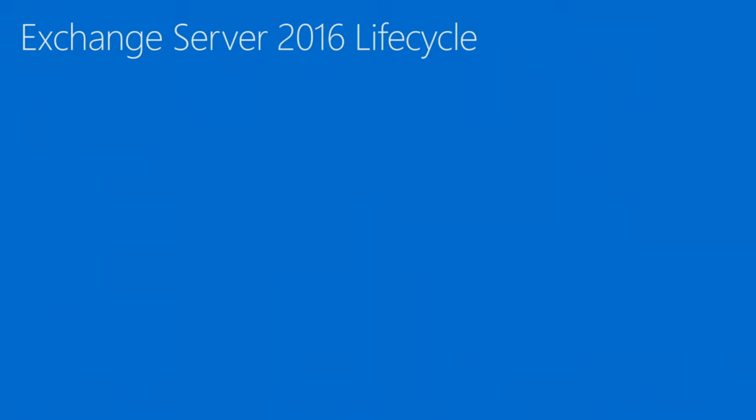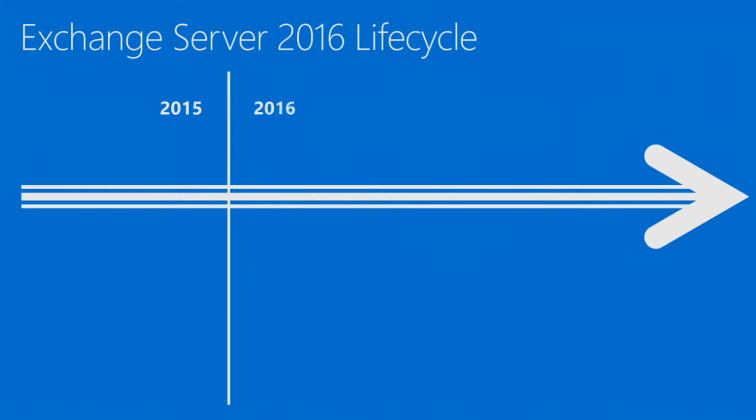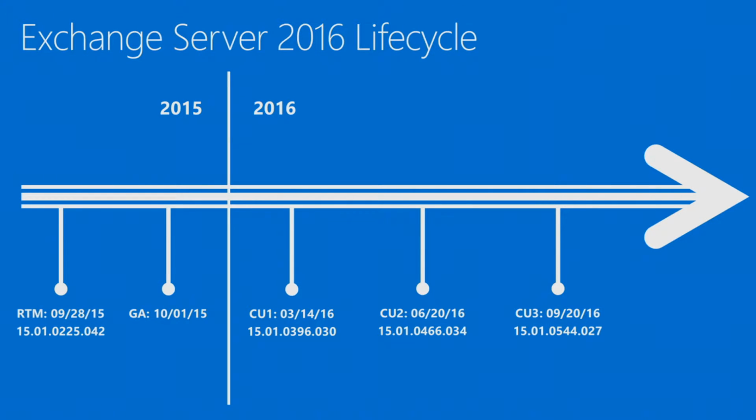In terms of our life cycle, where we are, just again to set the level, we did just release our third cumulative update for Exchange 2016. Exchange 2016 RTM'd a year ago. In fact, it's almost a year to the day. It became generally available a couple days later. It usually takes us a couple days to sign the bits and get them distributed to the servers. And then since GA, we've had 3 updates, CU1, 2, and 3, the cumulative updates.